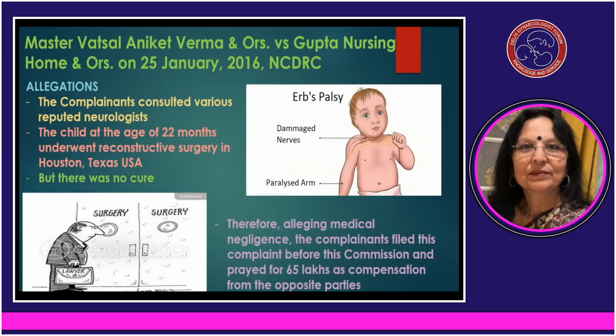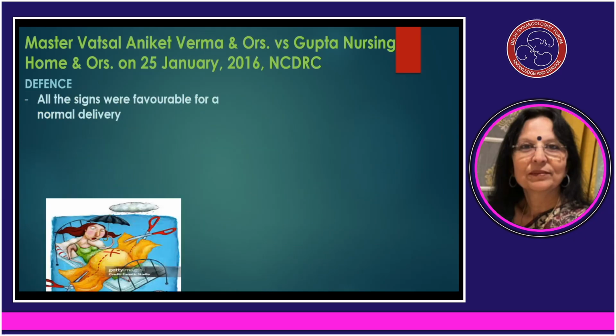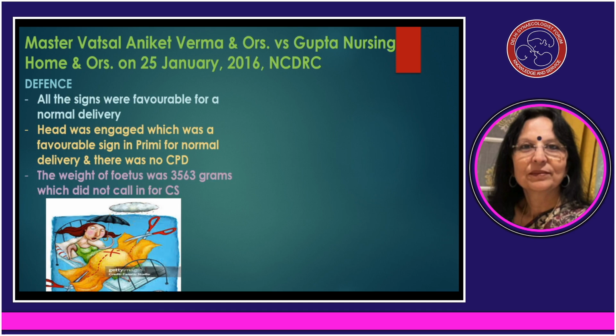The allegations were also that the complainant had to go to several neurologists, got a reconstructive surgery done in Houston at 22 months of age of the baby, but still there was no cure. So the patient went ahead and filed a malpractice claim for 65 lakhs. So the defense said that all the signs were favorable for a normal delivery.